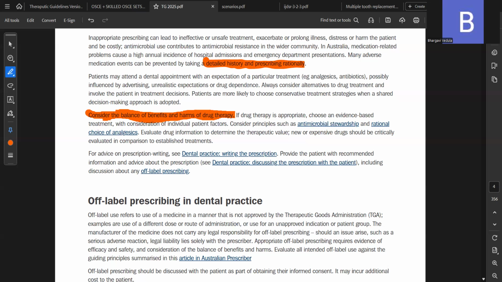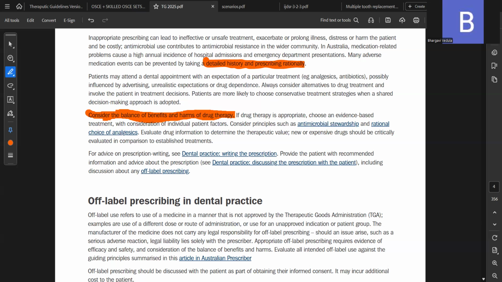If we prescribe some drug off-label and something happens to the patient, the manufacturer of the medicine does not carry any legal responsibility, because they already made themselves clear that their drug is not approved by the authorities. The Therapeutic Goods Administration did not approve it. So that means we are legally responsible for the off-label prescribing if any issue arises, such as a serious adverse reaction. Legal liability lies solely with the prescriber. That means it is with us.